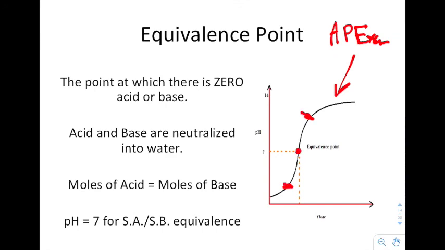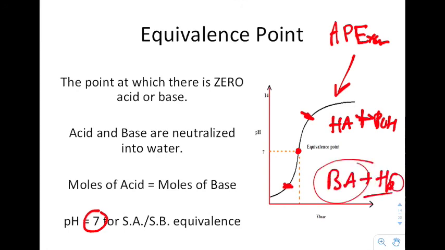It's halfway between where it starts to change and where it ends its change. Now, the equivalence point is defined as moles of acid equals moles of base, and for a strong acid, strong base it is assured to be 7. The reason for that is you have HA plus BOH, and you're going to produce BA plus H2O, so some sort of salt and then water. Because of that, you're going to have a pH of 7. So that's what you're generally looking for when you have a strong acid and strong base.